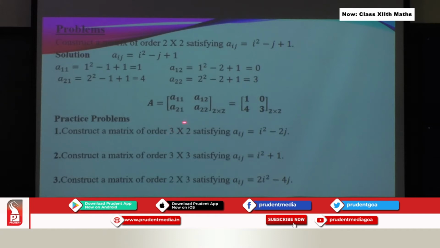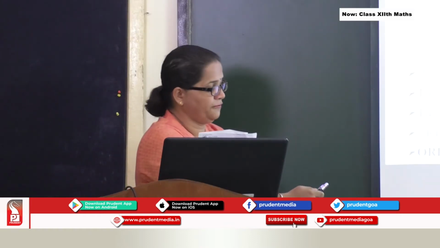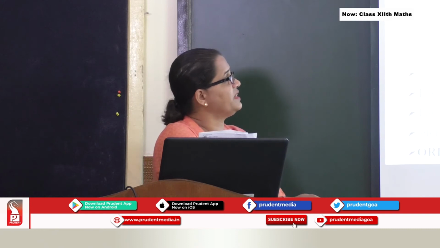Now here again I say the order is important, so the order is given as 3 into 2 and the matrix generator is given. In the same way, the second problem is in the same form, and the third problem is also in the same form. Now let us go to the first matrix representation.